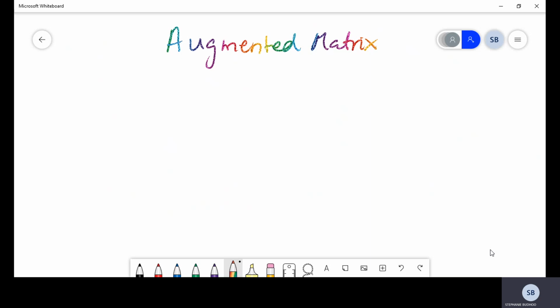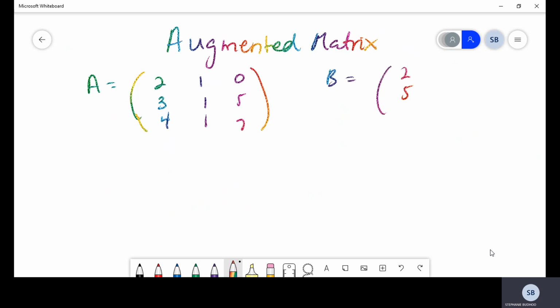So let's just say, for example, we had the matrix 2, 3, 4, 1, 1, 1, 0, 5, 7, and we're calling this matrix A. And then you had a second matrix B, 2, 5, 0, and we wanted to augment these two matrices, aka join them up, such that we get A augment B. This is the symbol for augmentation. All right, that's our symbol there.